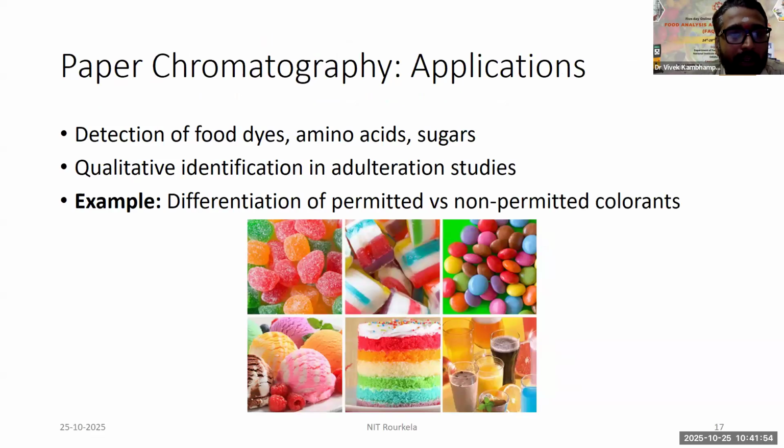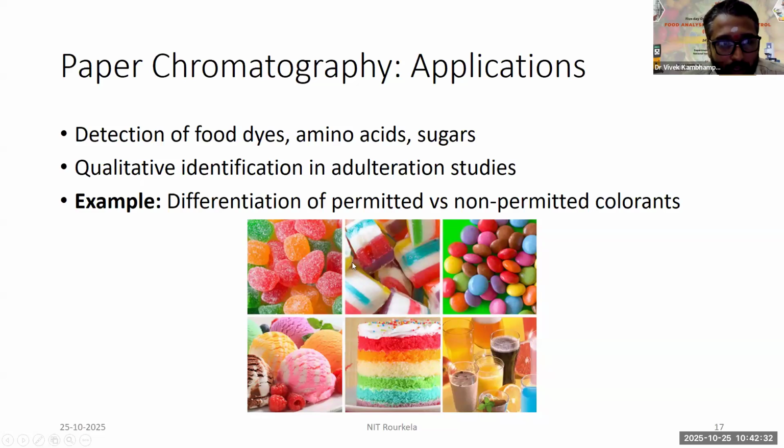What are the applications here? You can easily detect the dyes, right? So some color pigments are added into the food material. See here, it is very colorful, right? If you give these items to the kids, definitely they love eating all these food items. Okay, so you can identify what type of food dyes are being used based on the adsorption mechanism, right, using the normal paper chromatography. Qualitative identification and adulteration studies are possible.